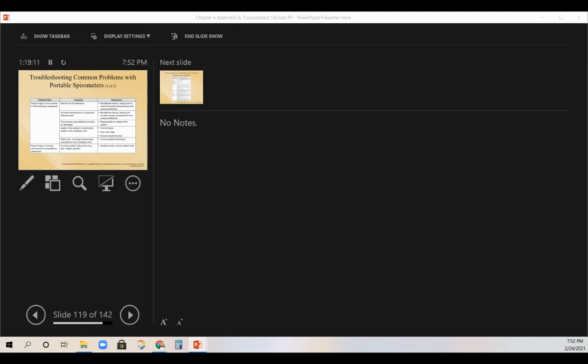Falsely high or low percent normal computation suspected.